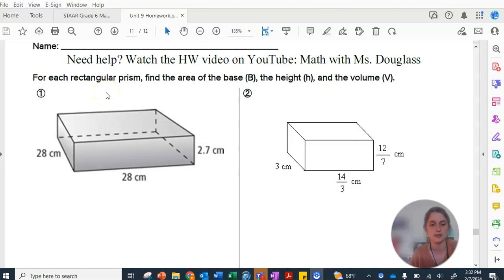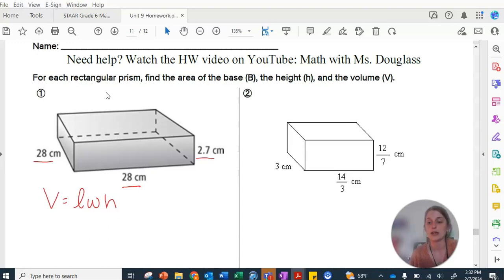Every single problem has the same formula. Volume equals length times width times height. So here I'd multiply 28 times 2.7, watch out for that decimal. I need to see your work. If you actually do it on a piece of scratch paper, it doesn't count unless you bring me that scratch piece of paper. In number 2, fractions.